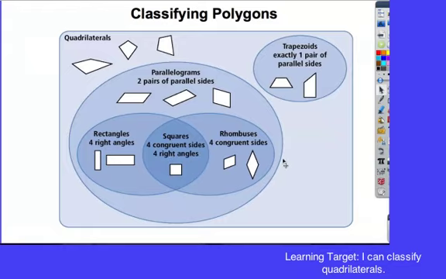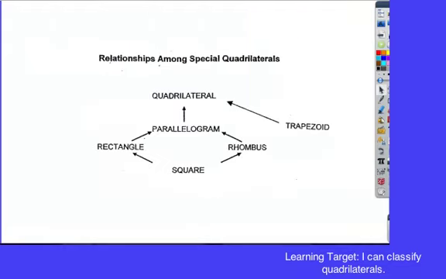Another way to look at this is another diagram. By the way, the last video you needed to go back and write down those definitions. In this diagram, notice how we have everything pointed back toward quadrilaterals. You have trapezoids, parallelograms, and then underneath, at the bottom here is the square.